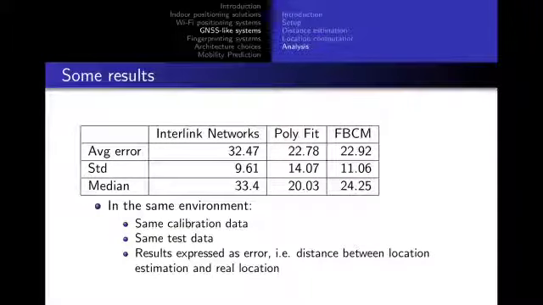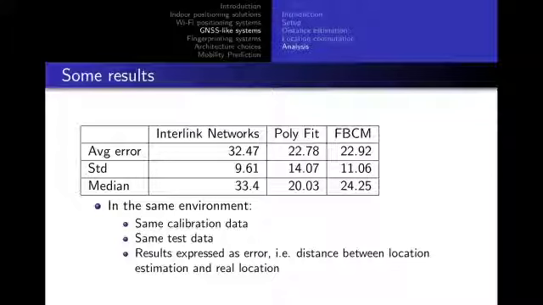So what are the results that we can get with GNSS-like systems? Here you see results for 3 of the methods: the interlinked networks, which is the Friis equation with a fixed value for the distance, the polynomial fitting, and the Friis-based calibrated model.